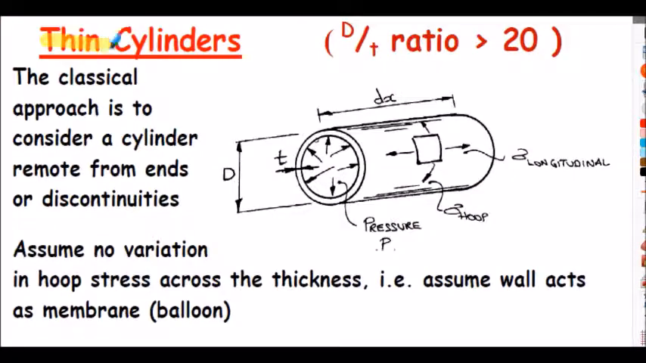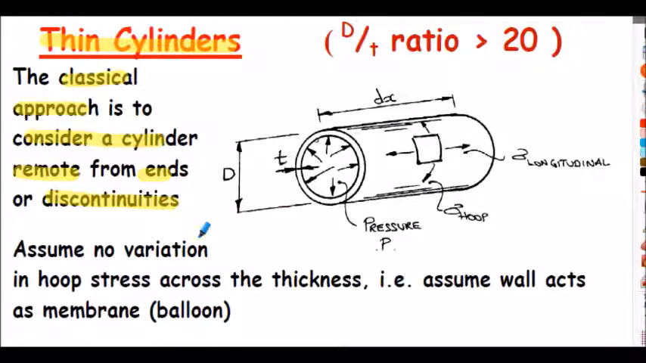So we're analysing what's called thin cylinders. The classical approach is to consider a cylinder that's remote from the ends or any discontinuities. This theory is valid when you have no discontinuities, no cutouts in the structure, or you're not near a flange, for example, because if you're near cutouts or flanges, you get a change in stress patterns, and that causes stress concentrations. This theory doesn't account for stress concentrations. You need slightly more rigorous analysis to account for stress concentrations.